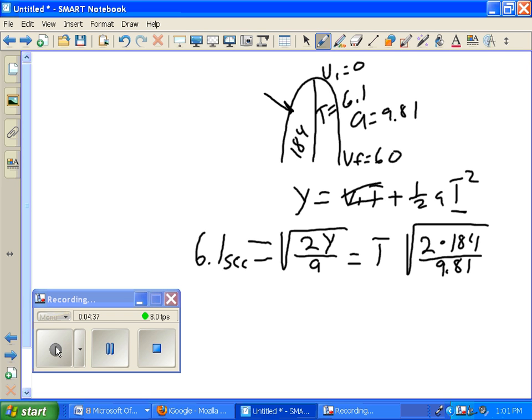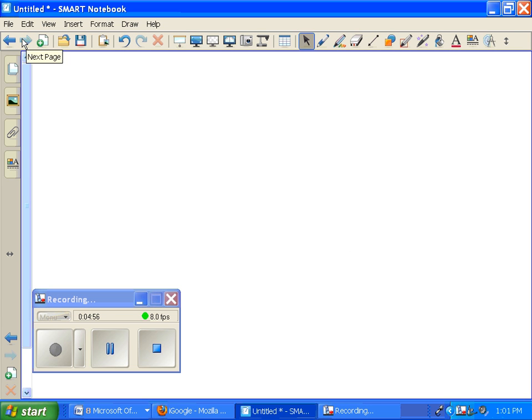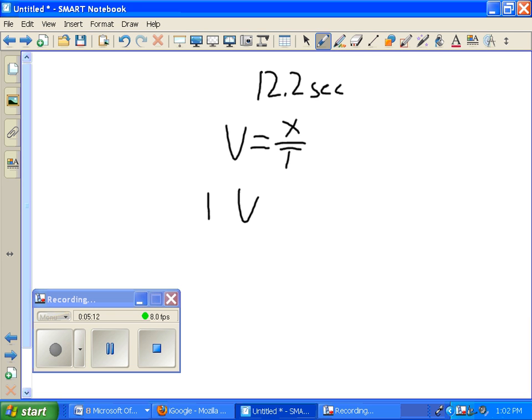So over here I would also need 6.1 seconds to do the first half of the trip. Combined, I've got 12.2 seconds that it's going to travel in the x direction. In the x direction, the only equation we can use is velocity equals distance over time. To solve for x, I have to use velocity times time equals x.